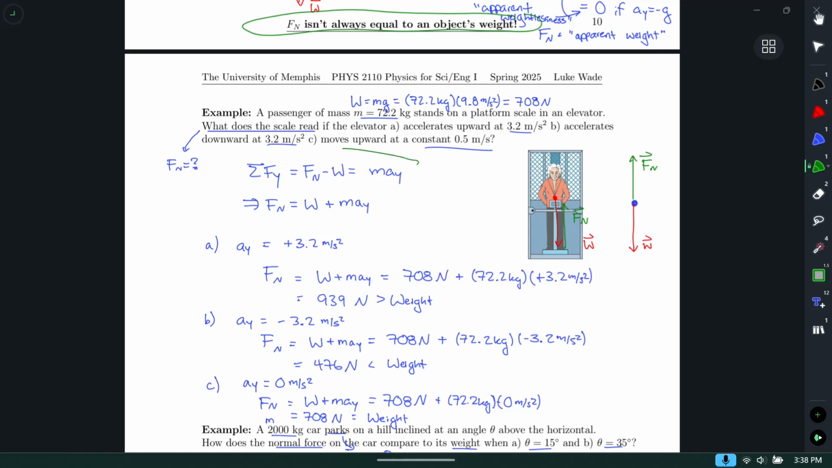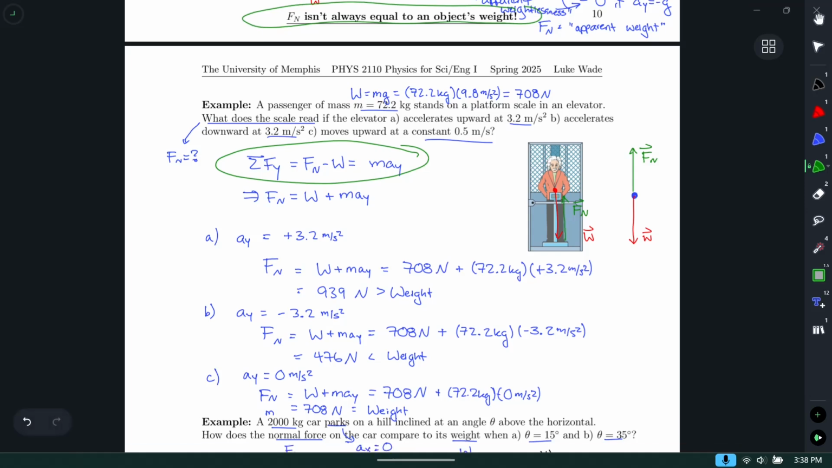So you always have to look at the forces in the y direction, and you can solve for the normal force to see what's going on with it. You can't ever assume it's equal to weight. You have to do the work to check if it is. In many situations it ends up being, but you have to check.